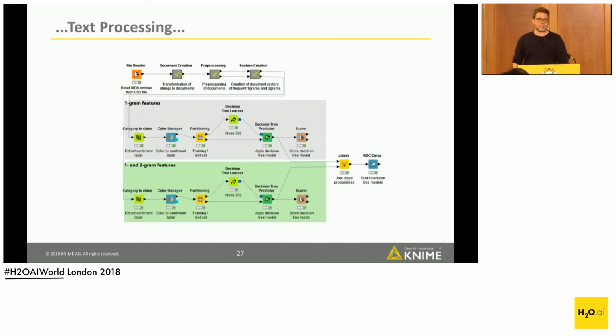You can use the text processing extension to pre-process the data, and then apply H2O models on the pre-processed data. So you can do text pre-processing and processing in KNIME, and then use the H2O nodes to do the machine learning.